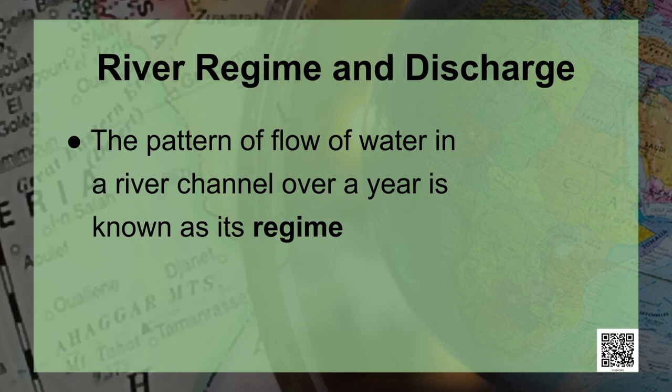The pattern of flow of water in a river channel over a year is known as its regime. The North Indian rivers originating from the Himalayas are perennial. That means they have water throughout the year. Why so? It is because they are fed by glaciers through snow melt and also receive rainfall water during the rainy season.